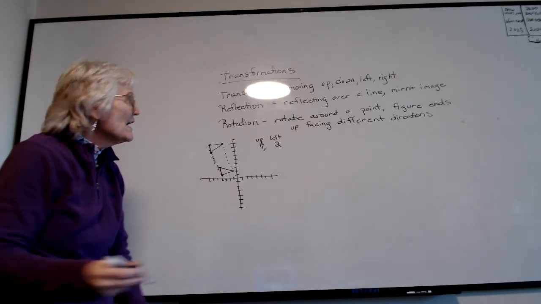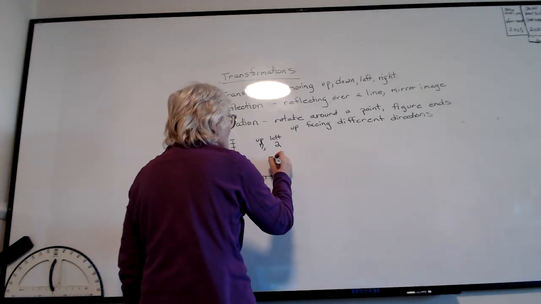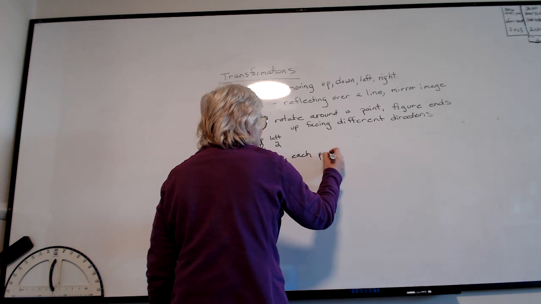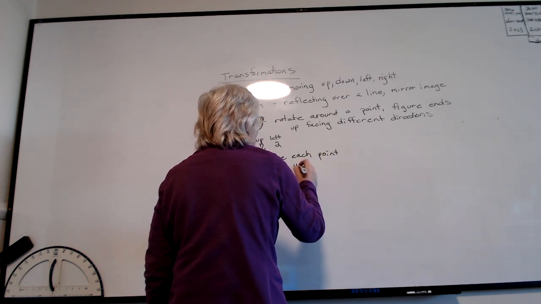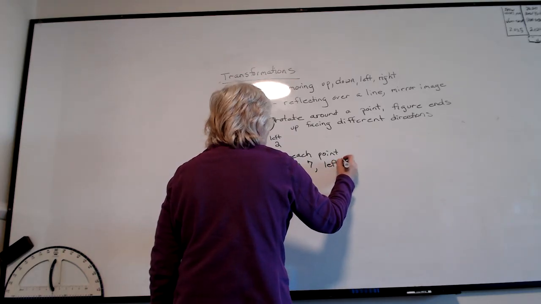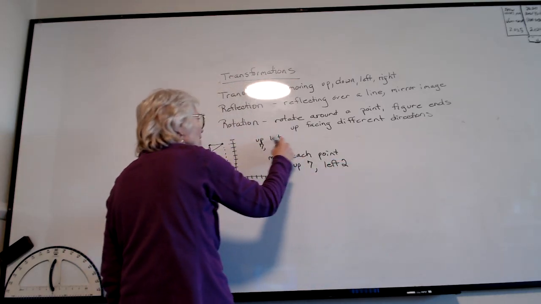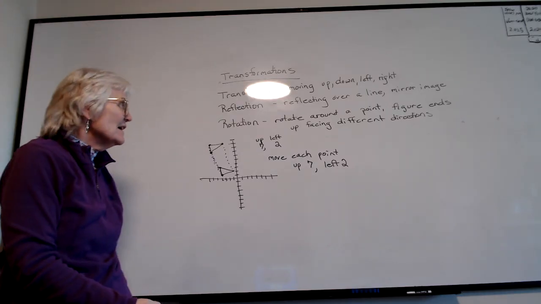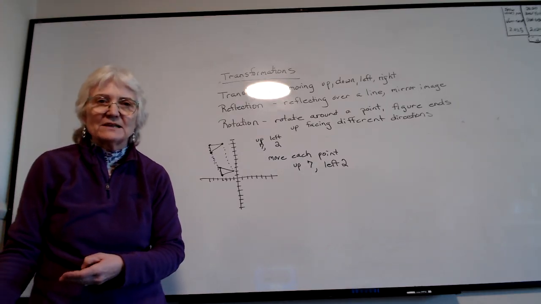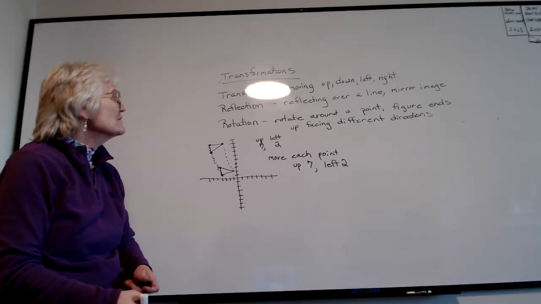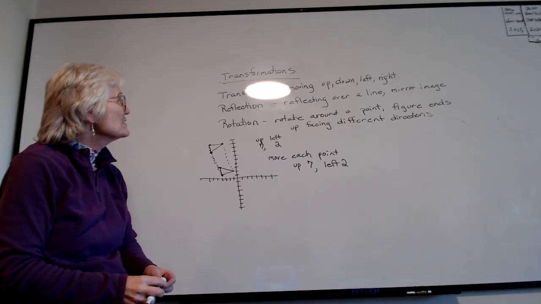So to do that, you just move each point up 7 and to the left 2. Depending on what directions you're given here. If it's moving it down, then it's moving it down so many, and to the right so many, depending on what you're given, if it's left, right, etc. Okay, so that's how you do translations.